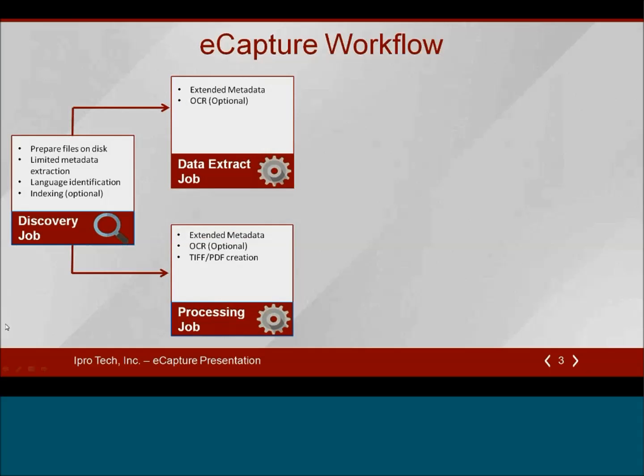Beyond the discovery job, you have two paths you can go. You can move into what we call our data extract jobs. This is the type of job you may use if you are preparing for native file review or for native file production. In this type of job, we'll do things such as the extended metadata extraction, and we'll also perform OCR at this point. This will also give you options for deduplication and other things that we can do through the Flex processor, which we'll touch on today as well.